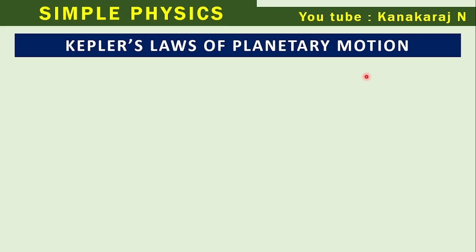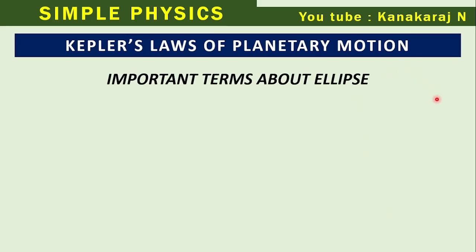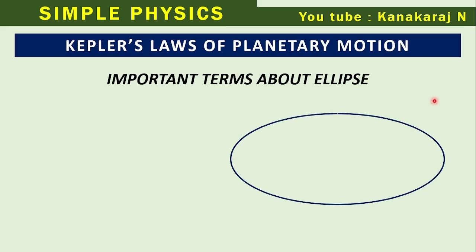Kepler's laws of planetary motion. Important terms about ellipse. This is an ellipse, and here you have a major axis and another minor axis.